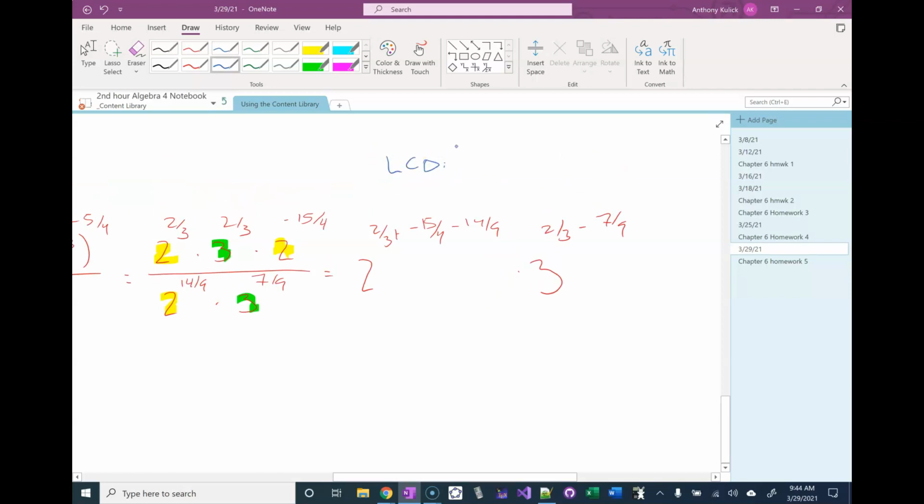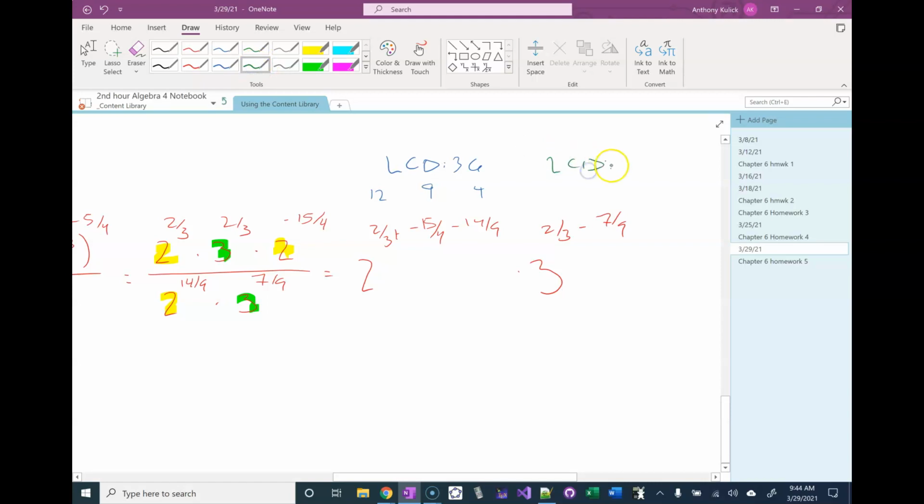So if I look at the 2's, I have 2/3 minus 15/4 minus 14/9. The common denominator between 3, 4, and 9 is 36. So I need to multiply the first one by 12 over 12, and then 9 over 9, and then 4 over 4.